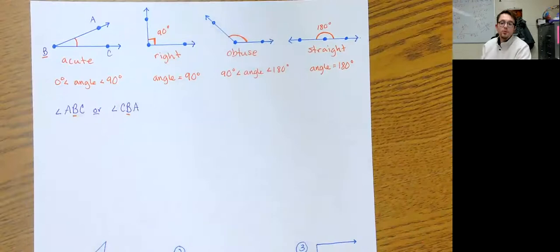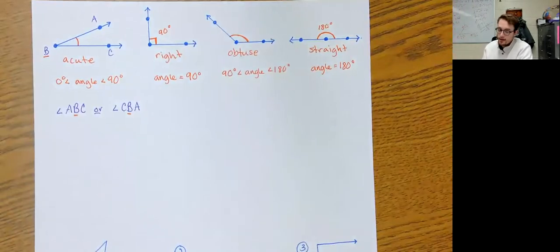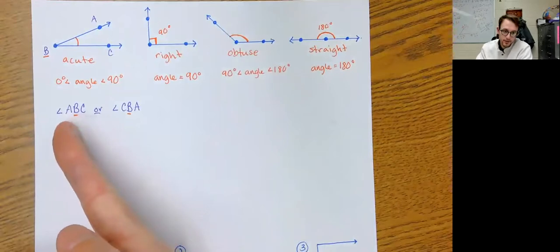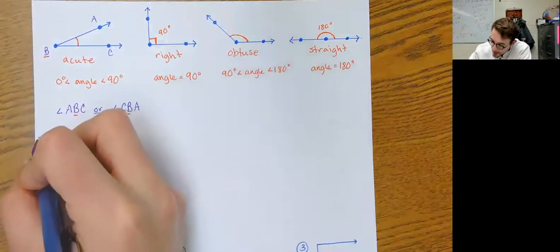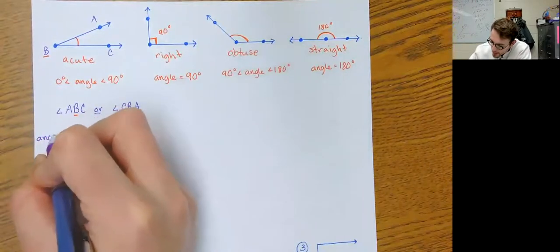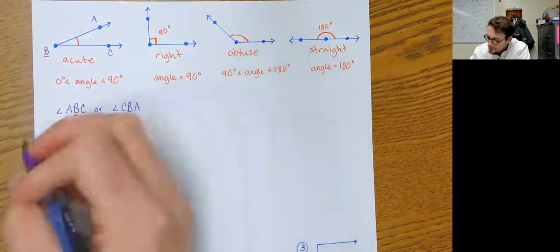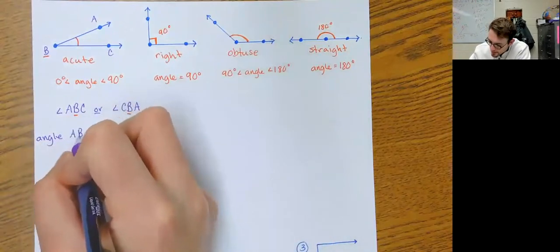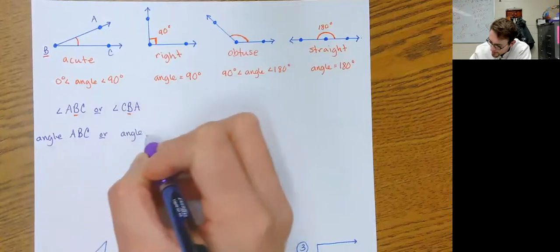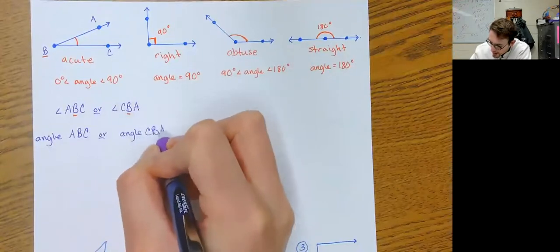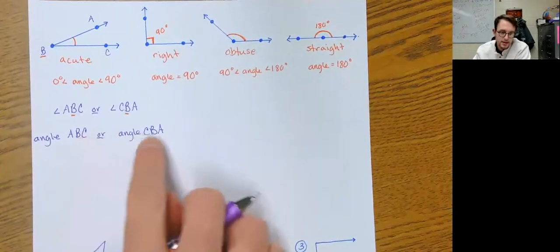Now, if you're at home and you need to name an angle online and type it in, you obviously can't type in this symbol. All right. So what you would type in is angle ABC, or angle CBA. No commas in these, no commas in these.